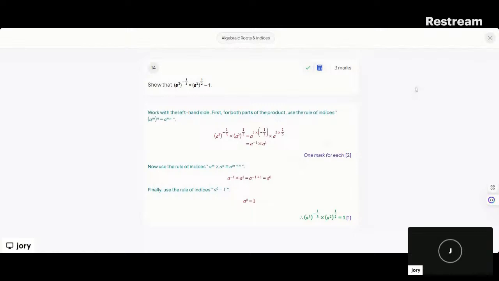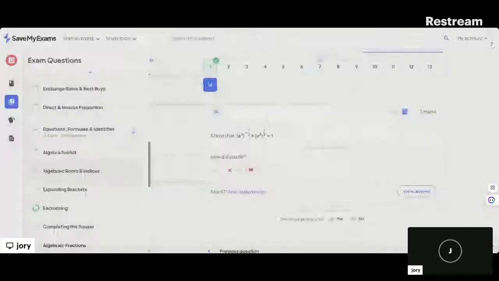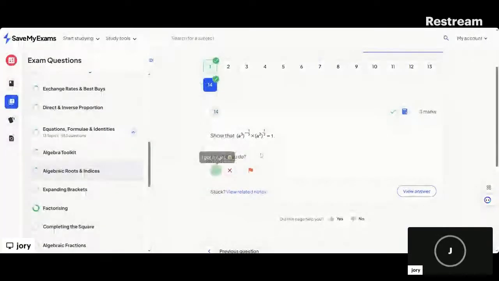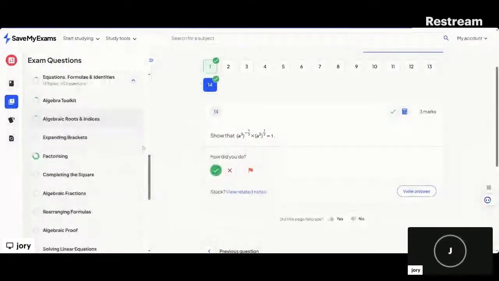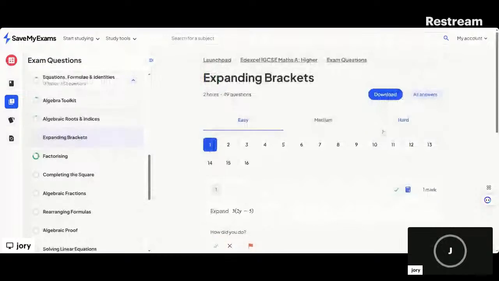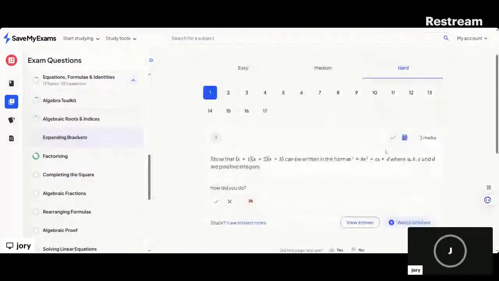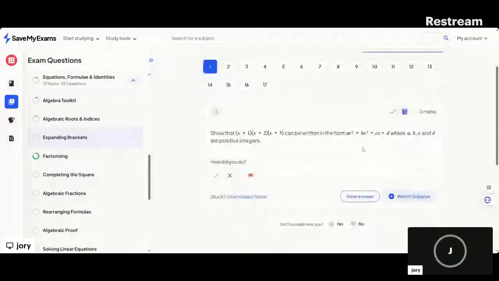Do I have to use the rule of indices? I did not use the rule of indices. It's okay, I'll give myself a mark. Ta-da! Expanding brackets. I like expanding brackets, but I do not use the FOIL method because it's really bad. It's actually really bad. Okay.